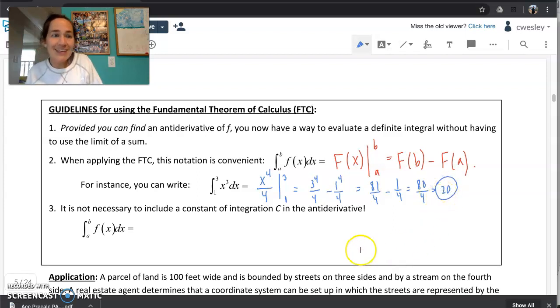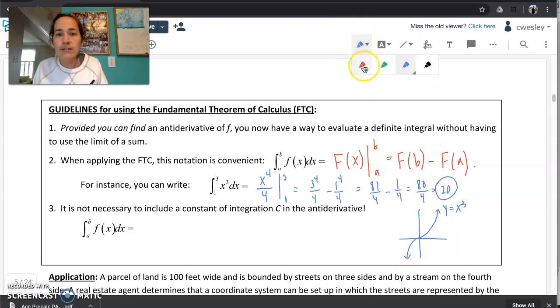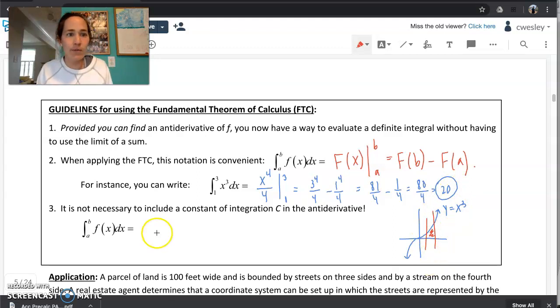I want to relate this answer to what we've been talking about the past couple of days. If you were to just sketch the graph of y equals x to the third, a rough sketch of that S-curve, what we just found is that from x equals 1 to x equals 3, the area, this little shaded region in here between the curve and the x-axis, is actually 20 square units of area. And we didn't need a rectangle, we didn't need a Riemann sum or a limit to find that.